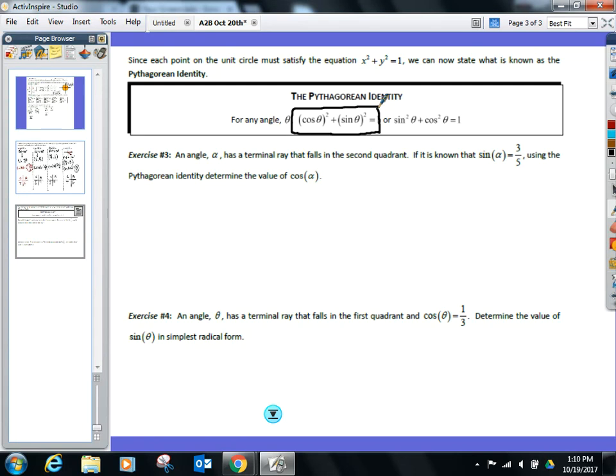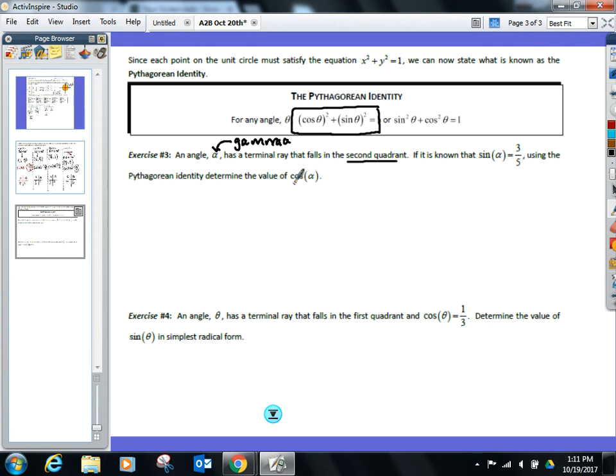An angle, and this is another gamma. That's another Greek symbol. Not particularly concerned that you know what the name of it is, but it's like theta, it's like beta, it's an angle measure. It has a terminal area that falls in the second quadrant. All right, so we know this angle's in the second quadrant, and it is known that the sine is 3/5. Using the identity, determine the value of cosine gamma.